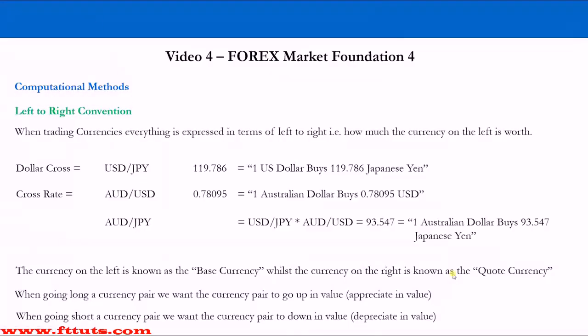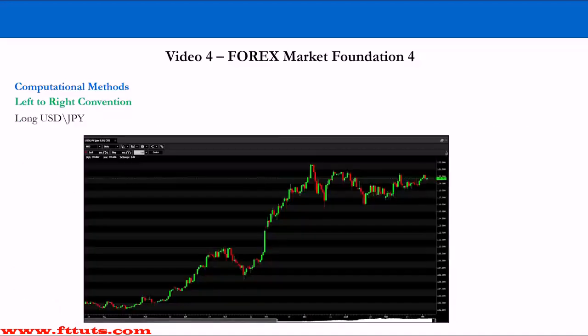The left to right convention is pretty important. Just make sure you understand the left to right convention, how everything is expressed in terms of the currency on the left. The currency on the left is known in the Forex market as the base currency, and the currency on the right is known as the quote currency. So the base currency is on the left, the quote currency on the right. When we're going long a currency pair, we want the currency pair to go up, and when we're going short a currency pair, we want it to go down.